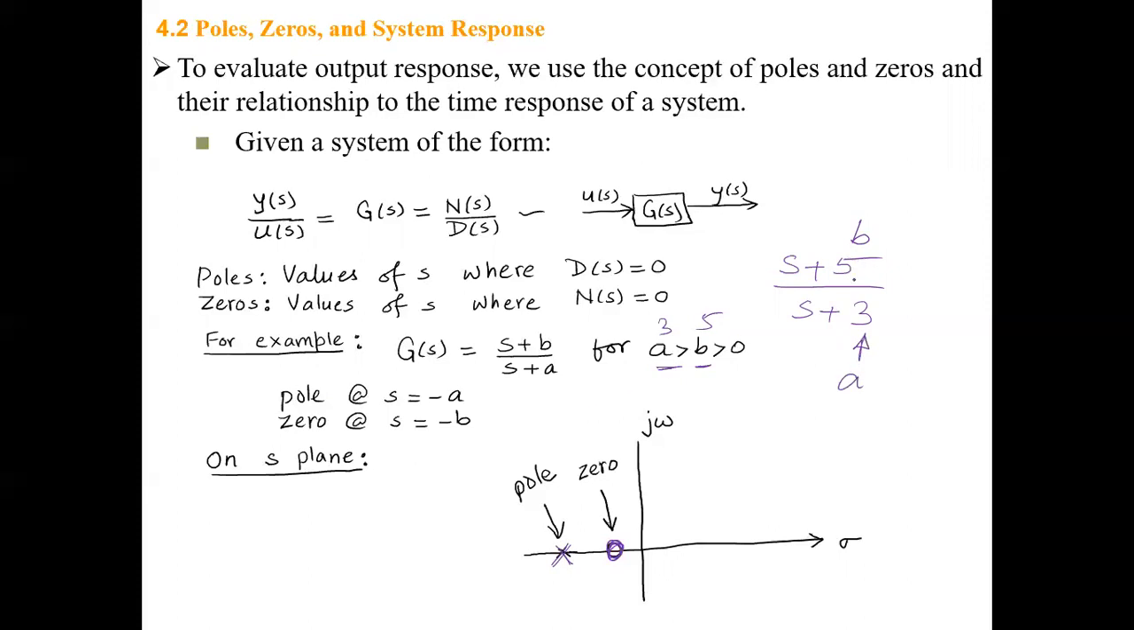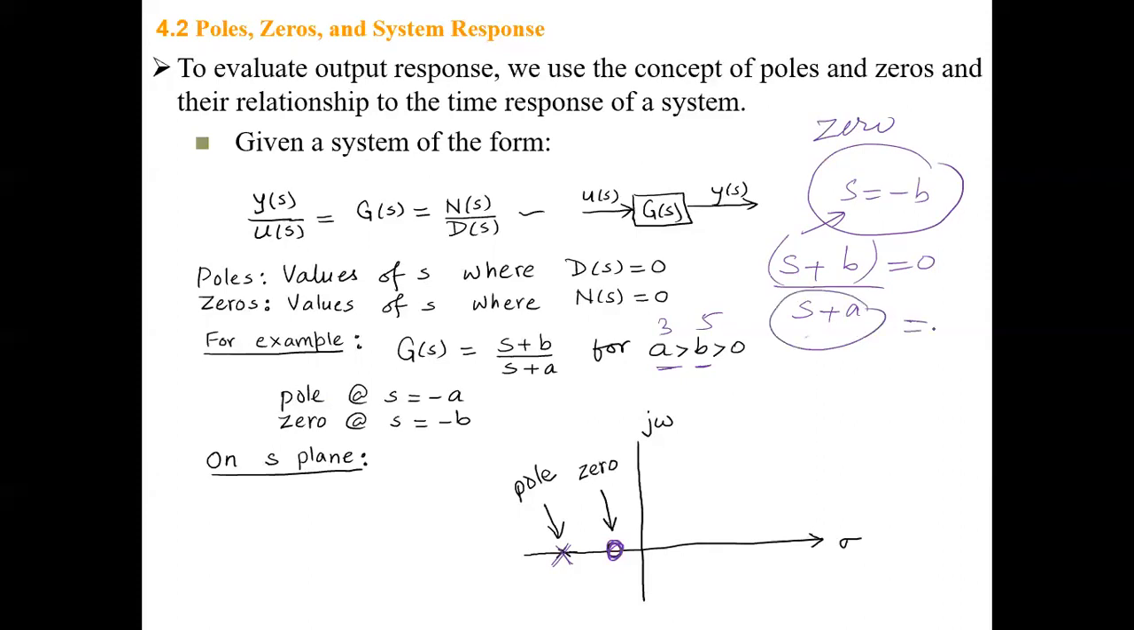Then, let me simply write b and a. If we equate the numerator to 0, what is the value of s from here? Negative b. That's your zero. If you equate the denominator to 0, what do you get? s equals minus a. That's your pole.